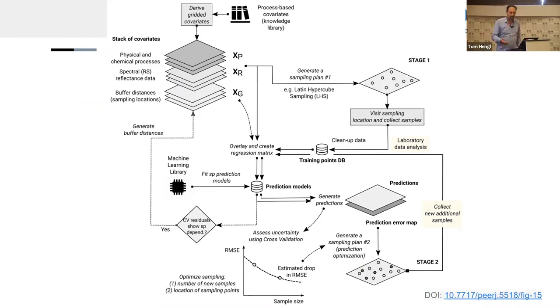This is the framework we suggest for any project, if you want to start doing predictive mapping using machine learning. Repeated sampling: you sample in the places where your models have the poorest performance. If you do a couple of iterations, you should come very quickly to the maximum accuracy that you can achieve. Yes, question?